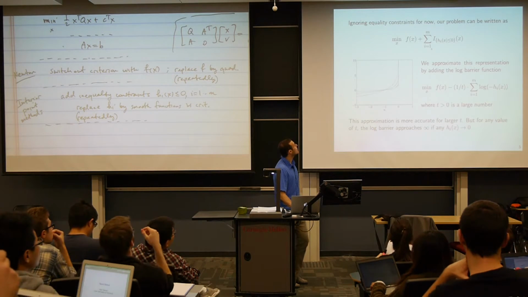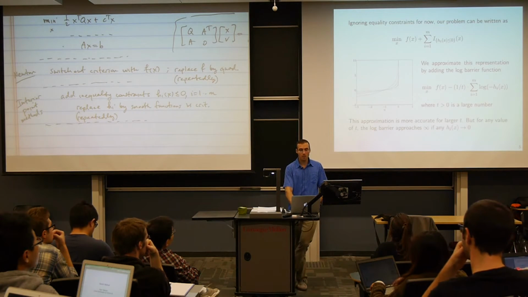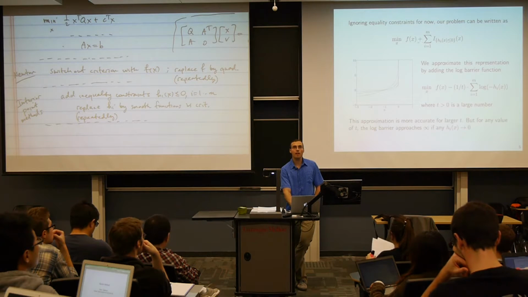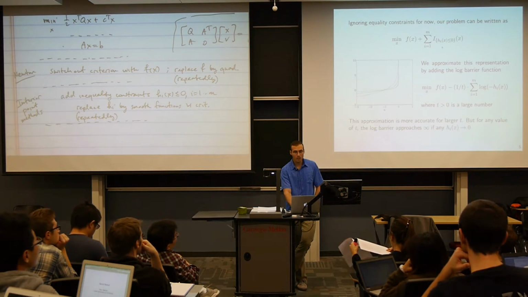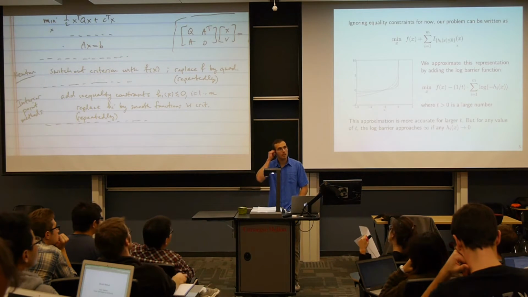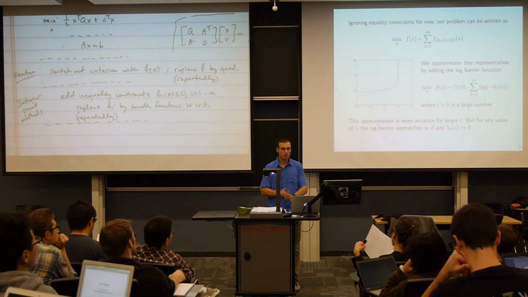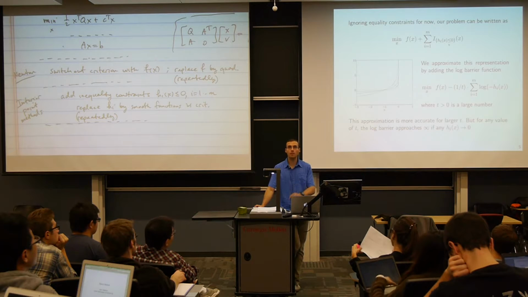We can think about rewriting our problem. So forget about the equality constraints for now. Just write our problem as minimize f of x plus a sum of indicator functions. And each indicator is the indicator that h_i of x is less than or equal to 0. That's equivalent to having those constraints. Right? This will give us 0 if h_i of x is less than or equal to 0, and infinity otherwise. It's equivalent to placing those constraints on our problem.